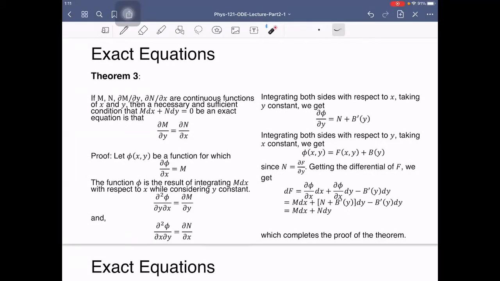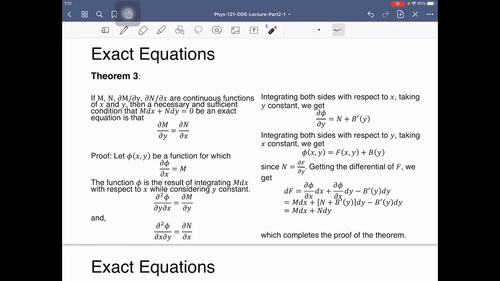So, using that, let us have our third theorem. So, if m and n, and yung partial ng m with respect to y, and partial ng n with respect to x are continuous functions, of course, of these variables, x and y, then a necessary and sufficient condition that this expression, m dx plus n dy is equal to 0 to be exact, ito yung kailangan. So, kailangan mo yung ipakita na ganito para masabi mo na exact yung equation. Alright? So, the proof is given here.